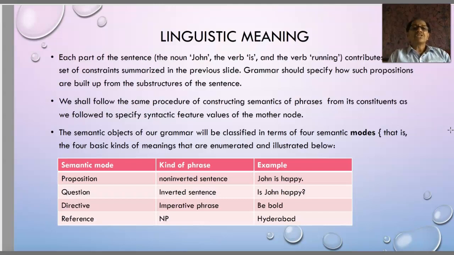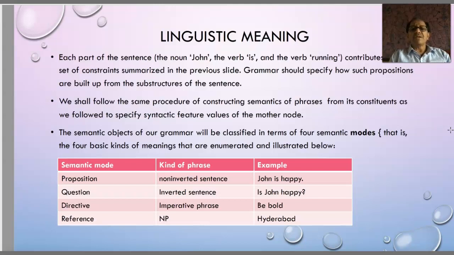And then grammars should specify how these propositions are built up from the substructures of the sentence. We shall follow the same procedures which we followed in building a categorical tree. Remember, we used feature structures to build the tree. Similarly, we use the same procedure for constructing semantics of phrases. That is, we will have feature structures for semantics too.